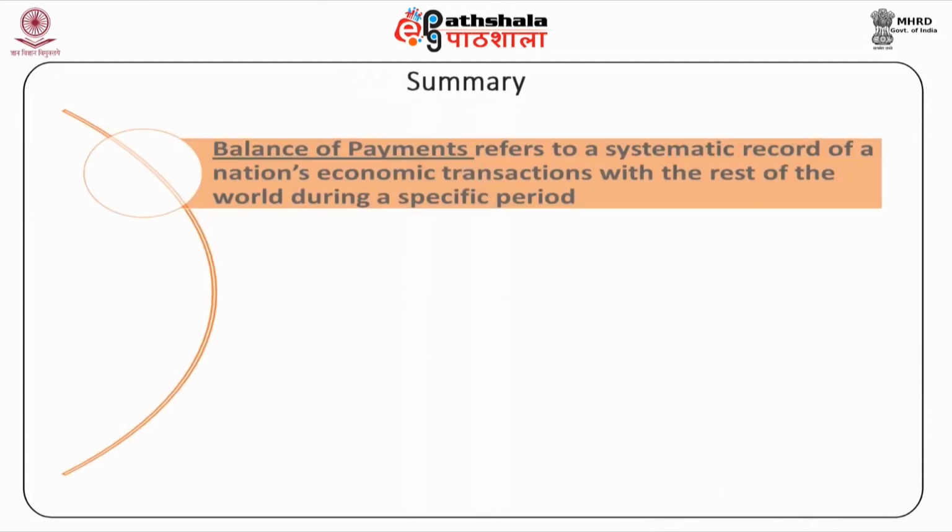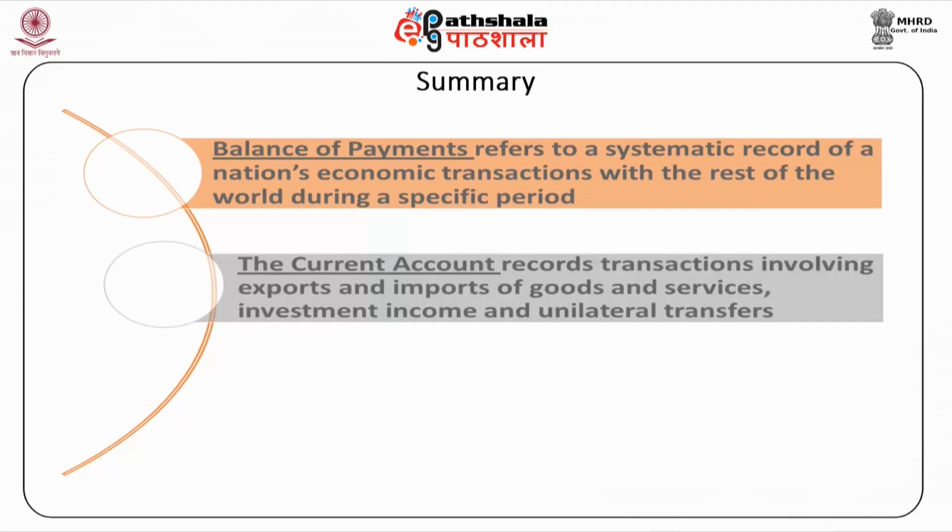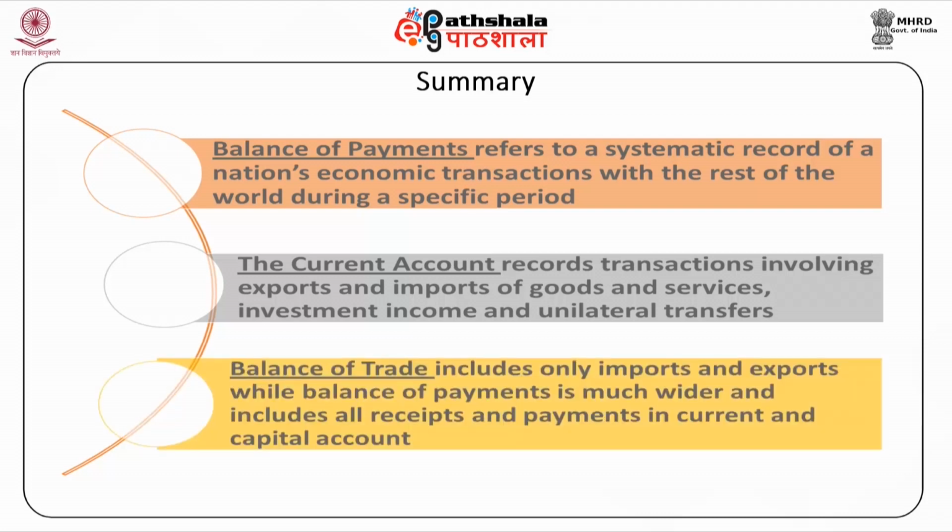Balance of payments refers to a systematic record of a nation's economic transactions with the rest of the world during a specific period. The current account records transactions involving exports and imports of goods and services, investment income, and unilateral transfers. Balance of trade includes only imports and exports, while balance of payments is much wider and includes all receipts and payments in current and capital account.